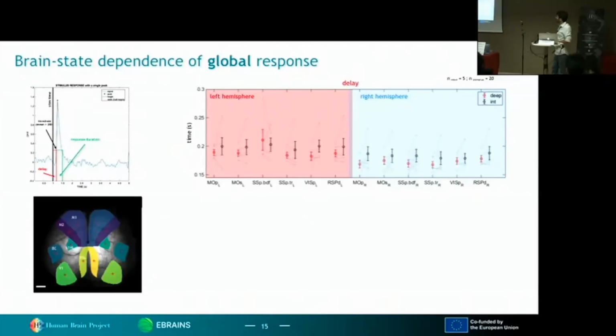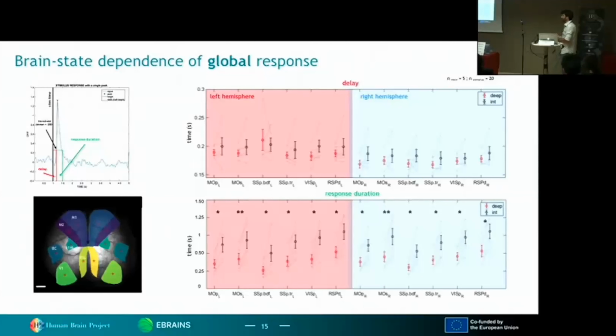This is the delay analysis. The delay is the time from the stimulus to the threshold, which is set to a multiple of the standard deviation. As you can see, there is no clear brain state dependence of the delay value. So in deep anesthesia and intermediate anesthesia the delay values are more or less the same, although we can see a trend of reduction of the delay in the stimulated hemisphere.